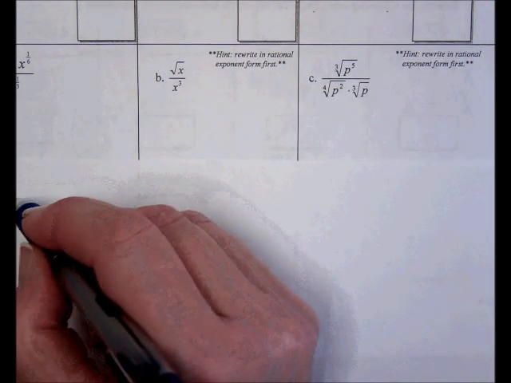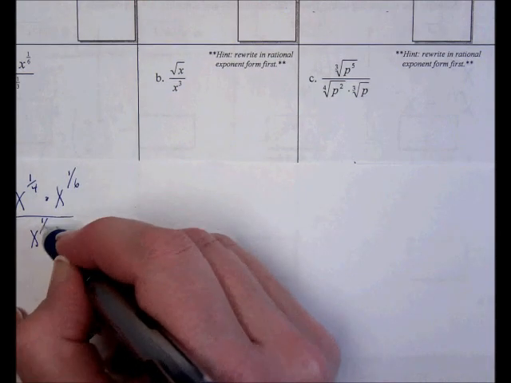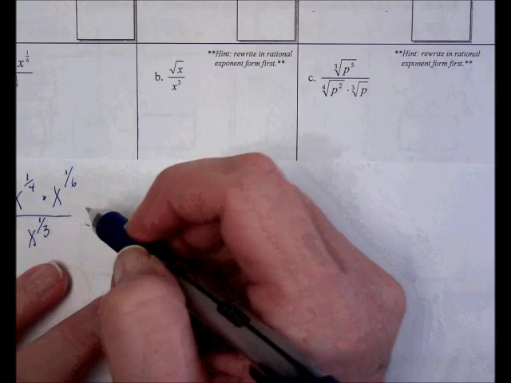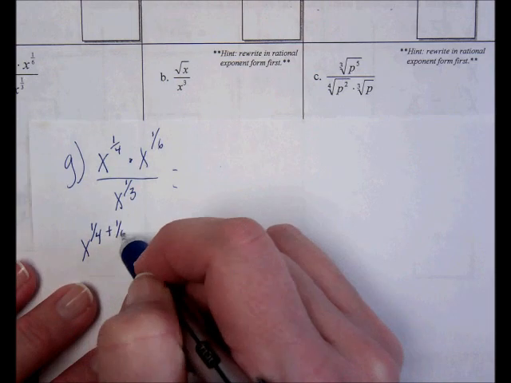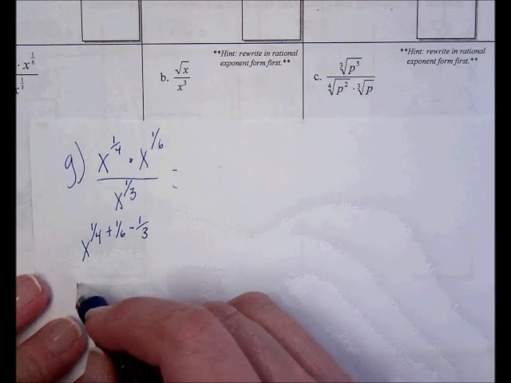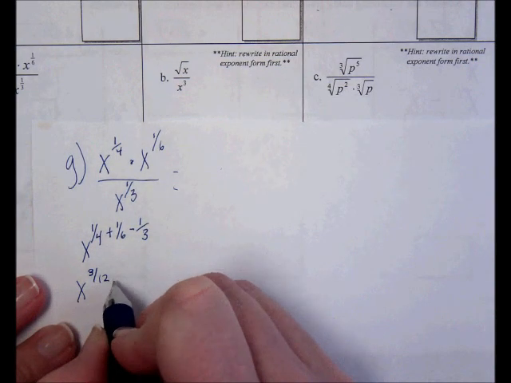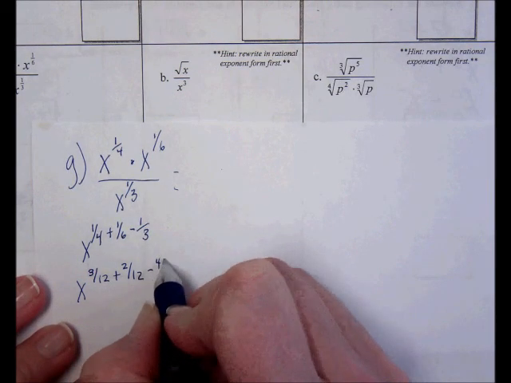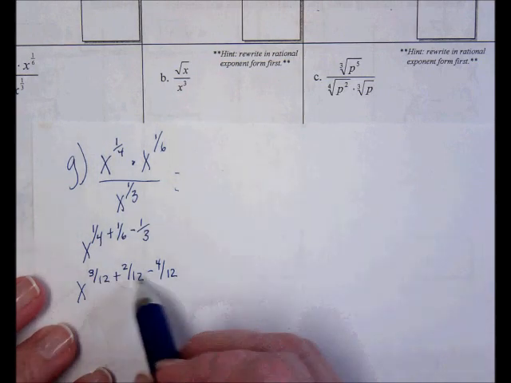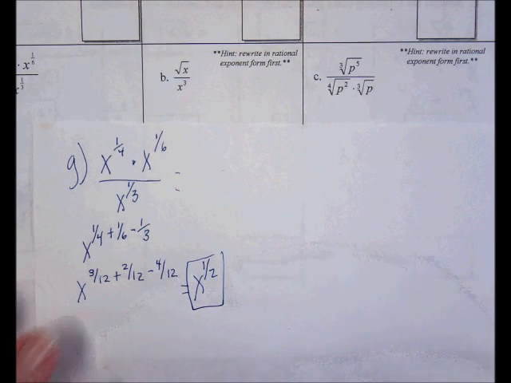Going down a little bit further, G, it looks like x to the 1/4 times x to the 1/6 divided by x to the 1/3. So how this is going to look is it's going to end up being x to the 1/4 plus 1/6 minus 1/3. So I have to make common denominators, which is going to be 12. So x to the 3/12 plus 2/12 minus 4/12. And so that's going to be 5/12 minus 4/12, x to the 1/12 would be my final answer.